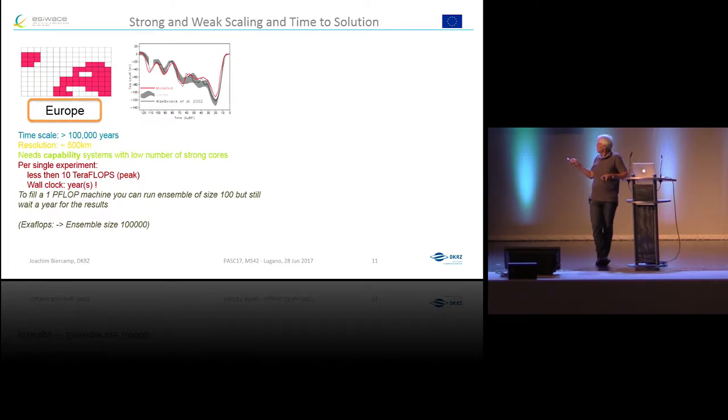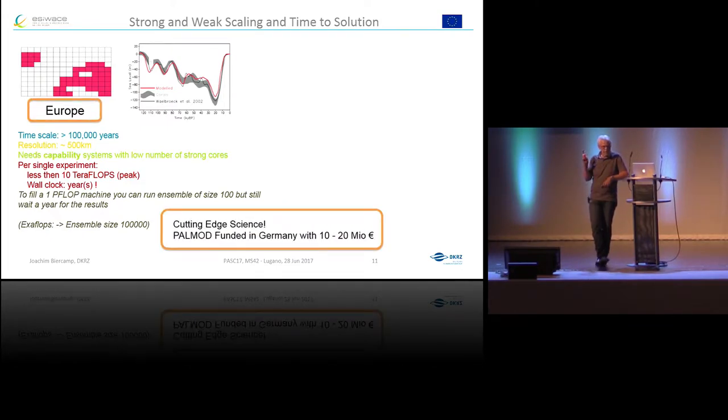So this is how we can represent Europe. And this is cutting edge science. This is a very big German project with very renowned scientists, the steering committee from all over the world, really the leading scientists in this field support this project. And still, that's capability computing, but even if we scale this as far as we can, we cannot fill a machine with a single experiment. The machine we could fill is at maximum 10 teraflops, so far from petaflops even.